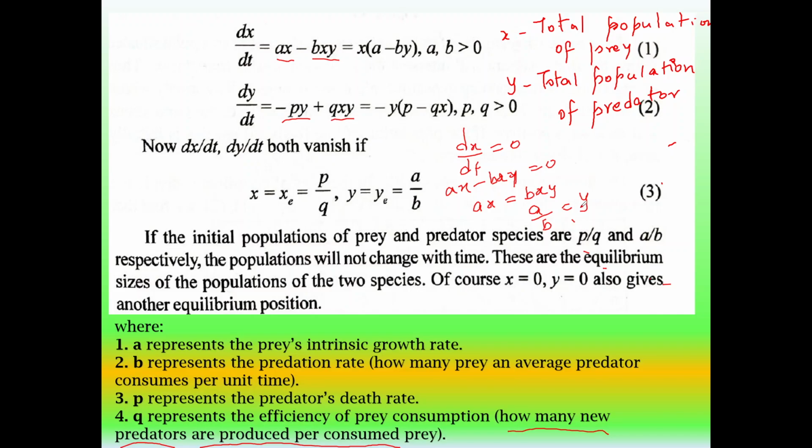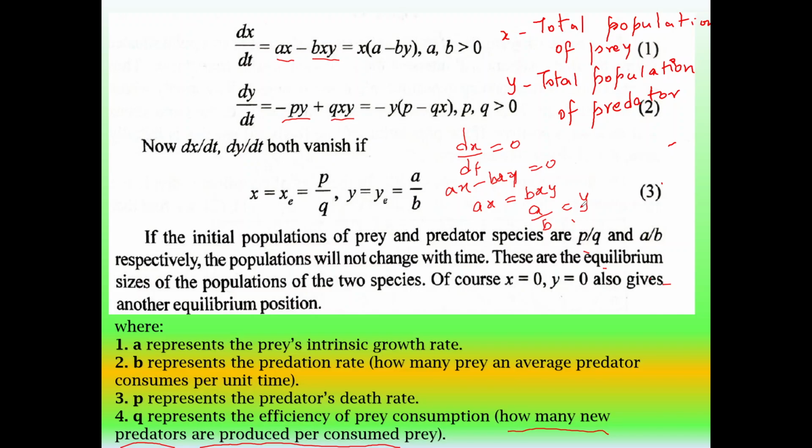Similarly, we can calculate the equilibrium size of the prey by considering dy by dt equal to 0. On equating dy by dt equal to 0, similarly we can get x equal to p by q. As they represent the equilibrium sizes of the populations of prey and predator respectively, they are also marked by xe and ye respectively as shown in the third equation. So, if the initial populations of the prey and predator species are p by q and a by b respectively, then the populations will not change with respect to time.